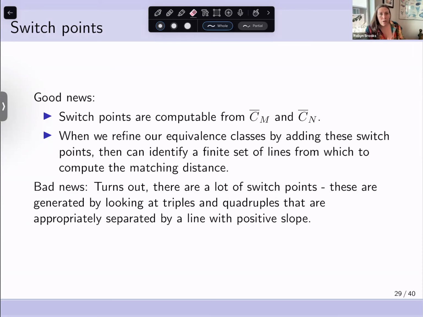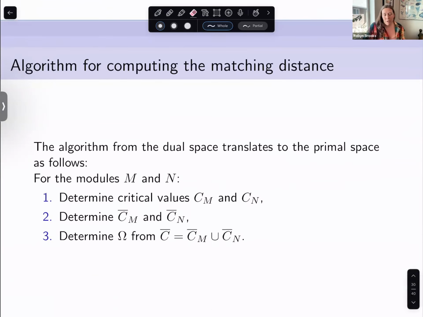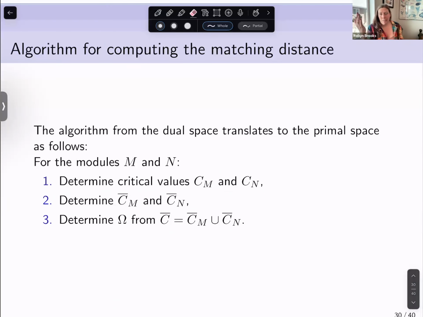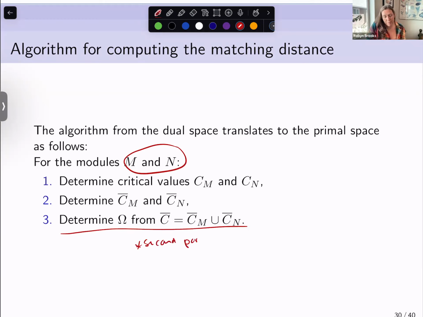So we conclude our first paper with the following algorithm. In the dual space paper, the algorithm for the matching distance is basically the same. In the primal plane, it looks like this. We have our modules M and N. We determine some set of critical values. We close that under least upper bound. And then we determine the set of switch points from the set of critical values. This is kind of like our second paper, and I'm going to talk really quickly about that in a second.